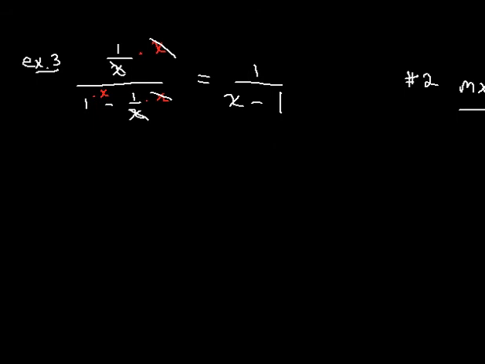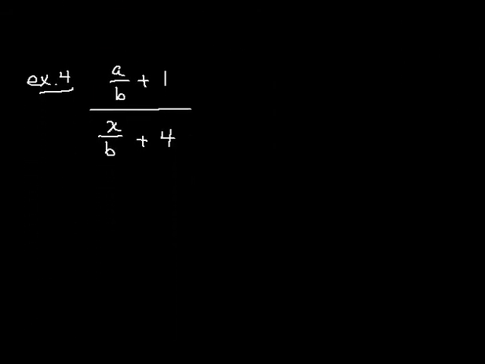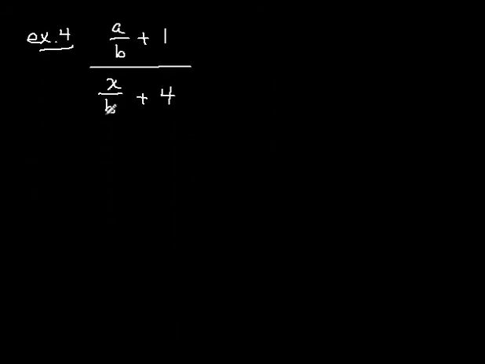Okay, here we go. Maybe they'll get a little bit complicated, but it doesn't look like it. What's our common denominator? B. So everybody times b. Shelby, are you okay over there? Yeah. Okay. So the b's cross out, so we're going to get a plus b. The b's cross out, so we get x plus 4b.